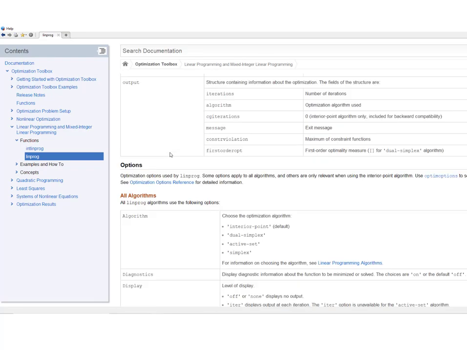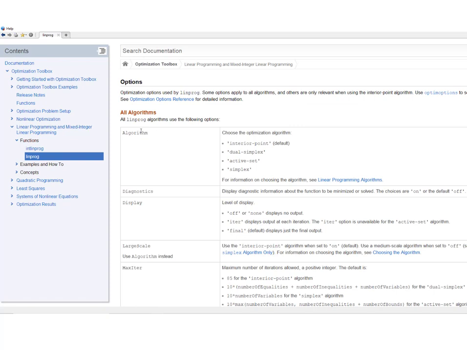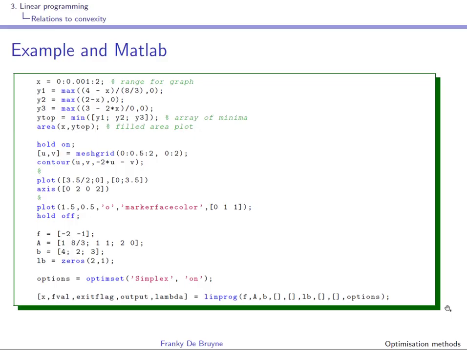You can see that there are several algorithms that you can use. You can choose the simplex method that we'll introduce in the next section, and you can also use the interior point algorithm. That's the default. This is the algorithm that I've mentioned in the introductory course, although it goes beyond the scope of this course.